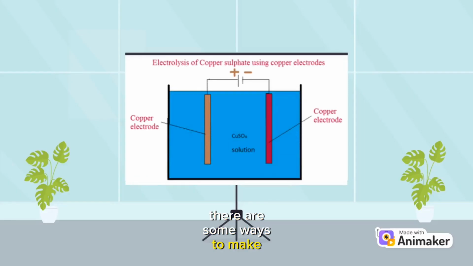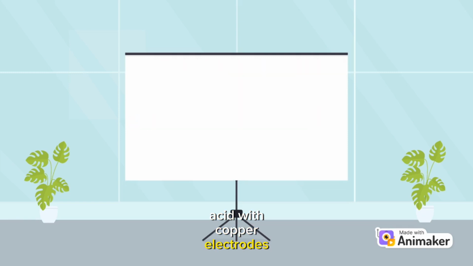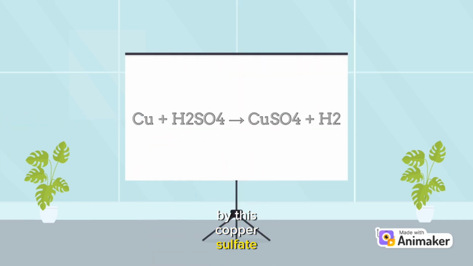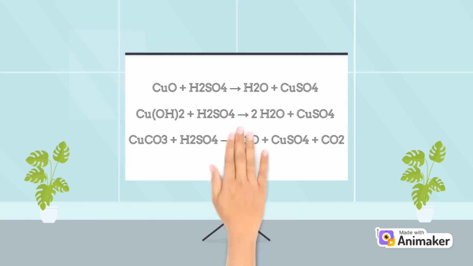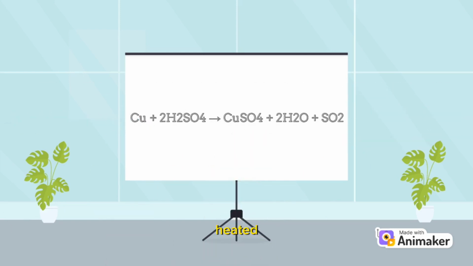There are some ways to make copper sulfate in the laboratory. Copper 2 sulfate can be made by electrolysis of a solution of sulfuric acid with copper electrodes. By this, copper sulfate solution and hydrogen are produced. It can also be made by reacting copper 2 oxide or copper 2 hydroxide or copper 2 carbonate with sulfuric acid, or by adding copper to heated and concentrated sulfuric acid.